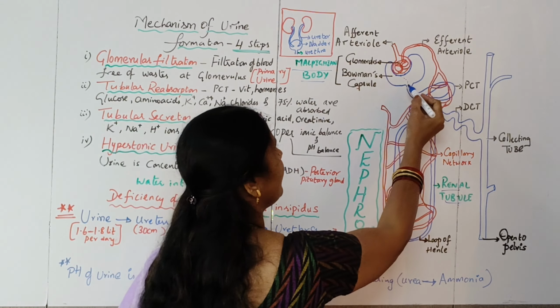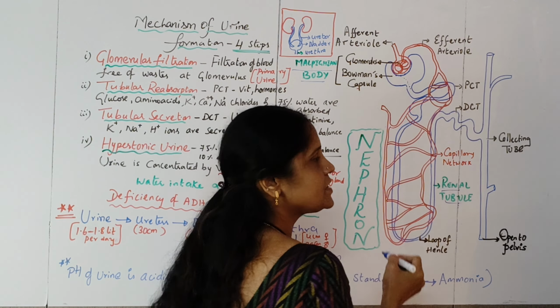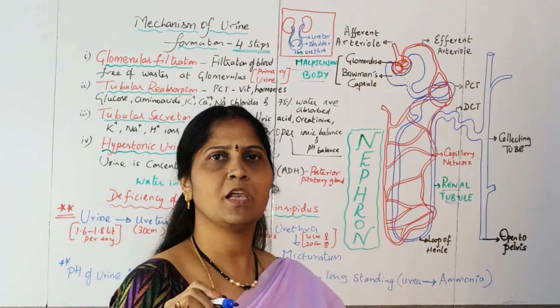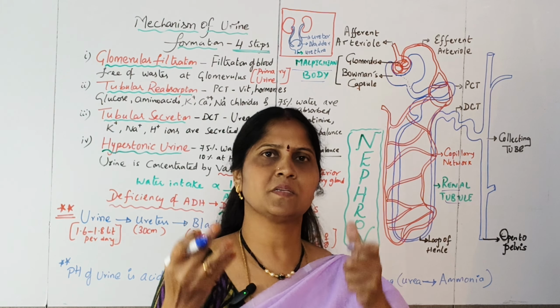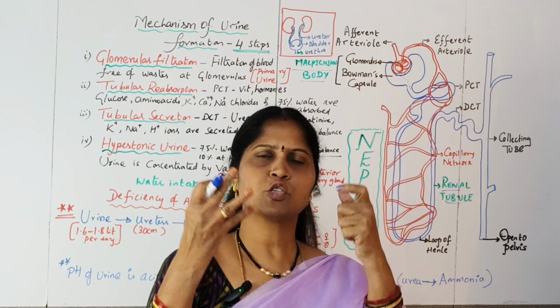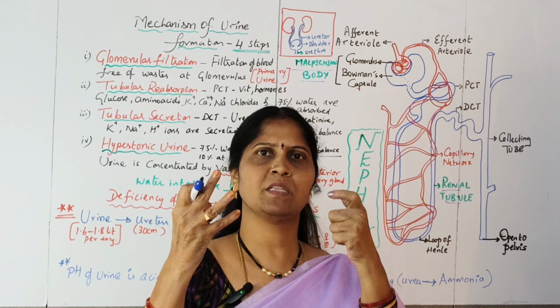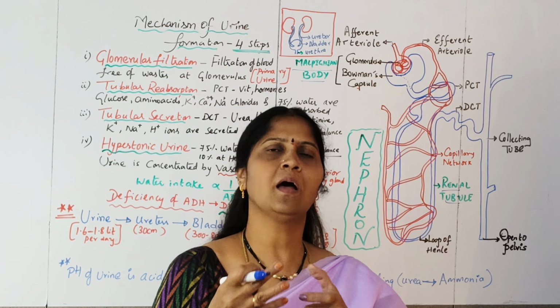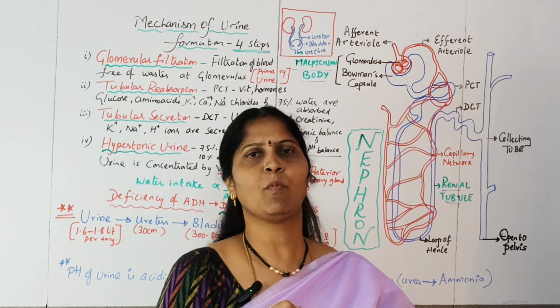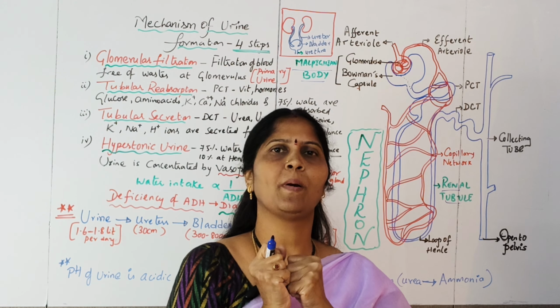All this primary urine comes to this part. Then in the proximal convoluted tubule, in the first bend, these important substances, 75% of the water, also amino acids, glucose, vitamins, and important salts of sodium, calcium, potassium, etc., which are important to be retained in our body, will all be absorbed back.